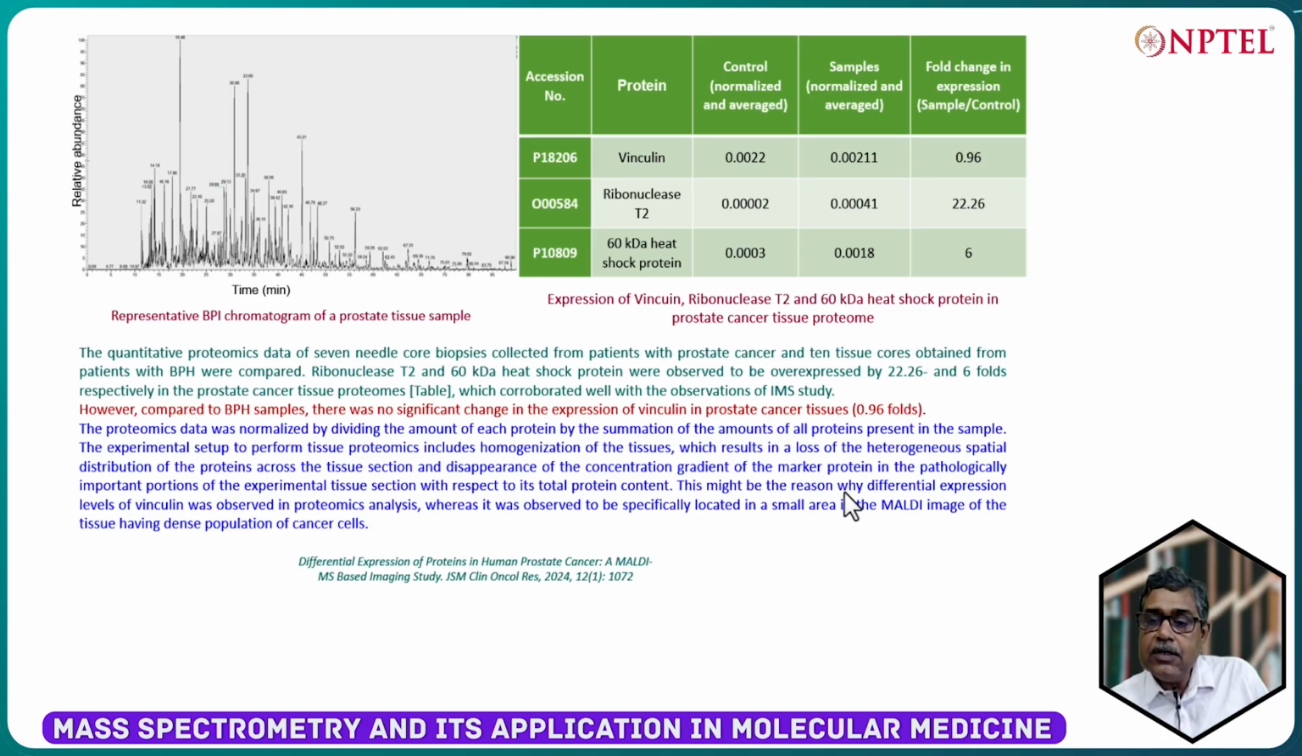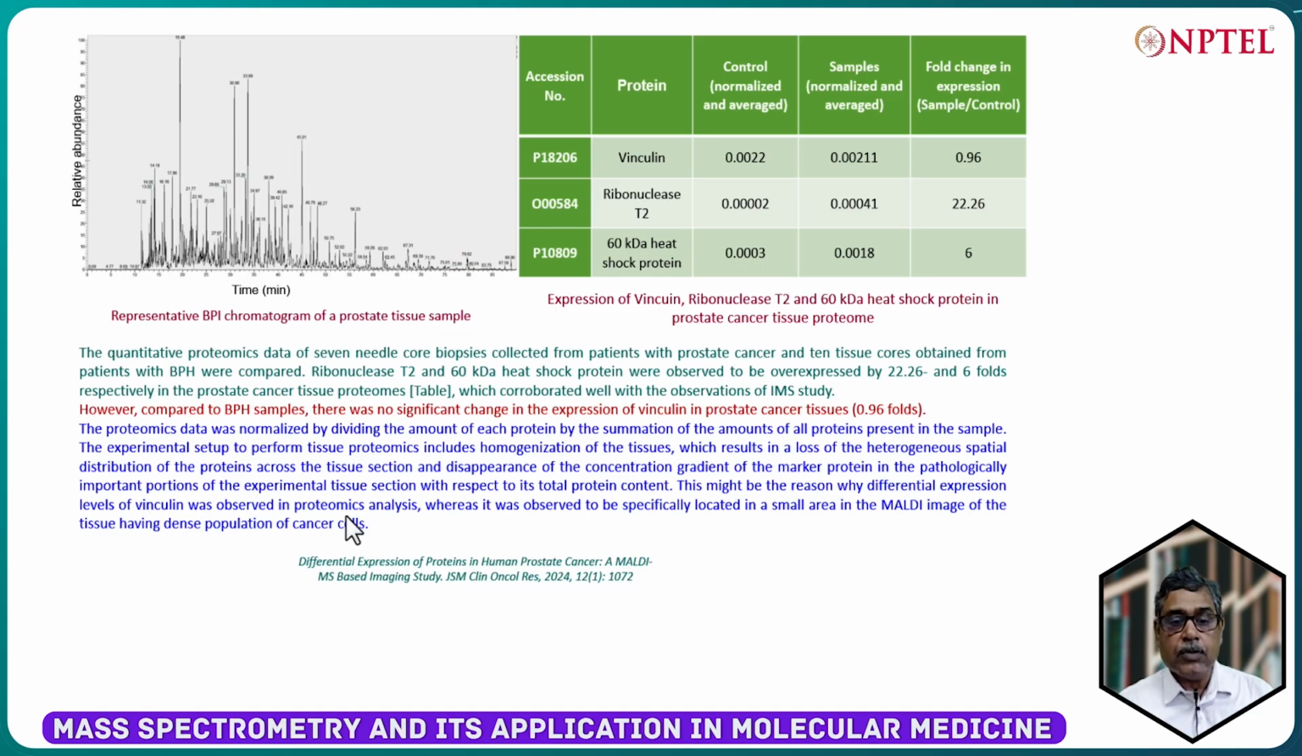So this might be the reason why no significant differential expression of vinculin was observed. Please read that, it's interpreting in a different way. Actually, vinculin was not significantly differentially expressed here, and the reason for this could be this loss of concentration gradient when we homogenize the tissue, and that perhaps led to the disappearance of fold change in the case of cancer that we are not seeing for vinculin.